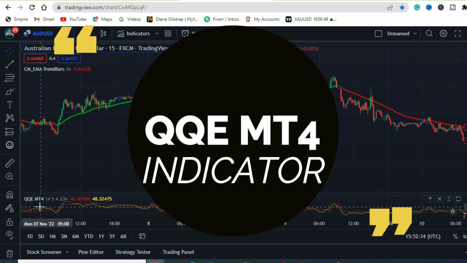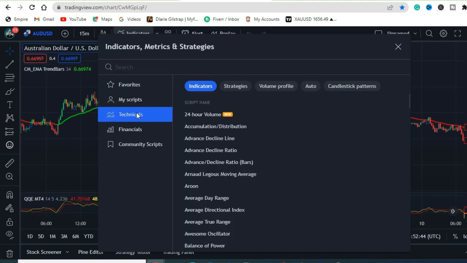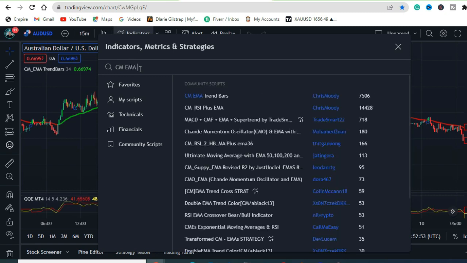Now, for you to locate your indicators in TradingView, what you have to do is to just come over right here to indicator. You come over to the technical. So right here, you're just going to type in CMEMA. Before you know, you're going to have it right here.